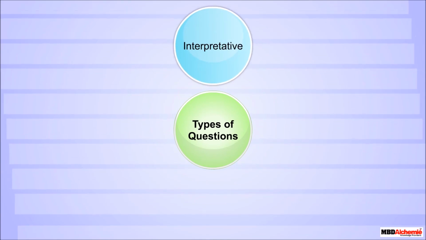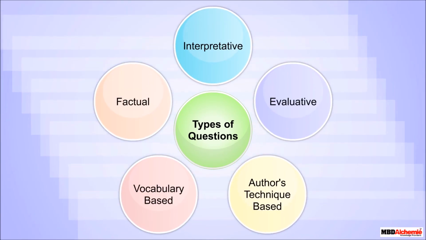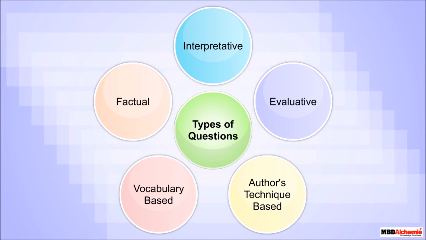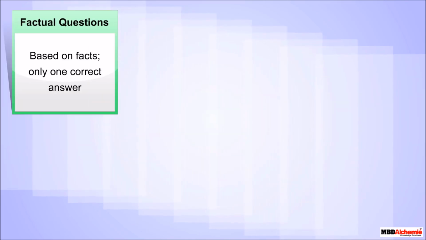Let us now look at how we can actually attempt answering comprehension questions based on a literary passage. Here it is very important to know what kind of questions we may be asked. The following types of questions can be asked based on a literary passage. Factual questions. These questions require fact-based answers. There is only one correct answer possible, which everyone eventually agrees on.